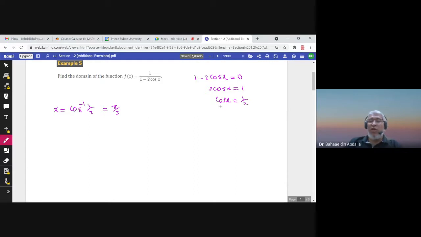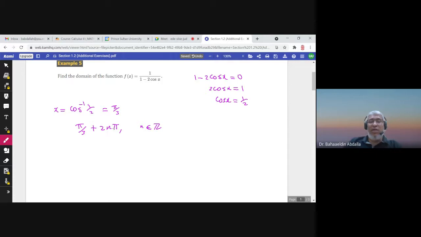But as we know, cosine is a periodic function, which means if pi over 3 is a solution, then if you add any multiple of 2 pi, it would be also a solution. So in fact, the solution would be pi over 3 plus 2n pi, where n is an integer. So n belongs to Z, where Z is the set of all integers. But unfortunately, these are not the only solutions, because also cosine is not a one-to-one function. So sometimes two different values of x will give the answer cosine of x would be half.